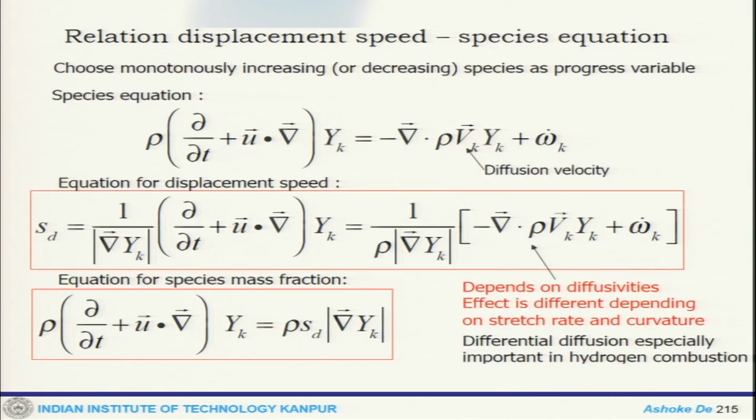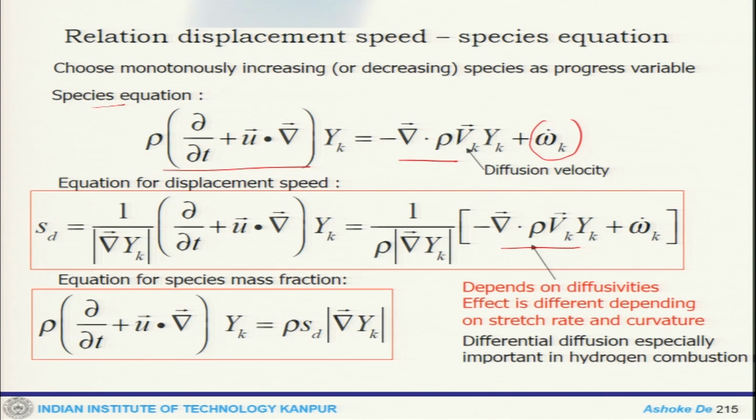Now, one can find out the relation between the displacement speed and the species equation. Our species mass transfer equation will be written like this, and this is the diffusion part and this is the reaction source term. Now, our equation for the displacement speed, one can write that 1 by delta y k prime del delta E of this. This particular term depends on diffusivities. So, the effect is different depending on the stretch rate and curvature.